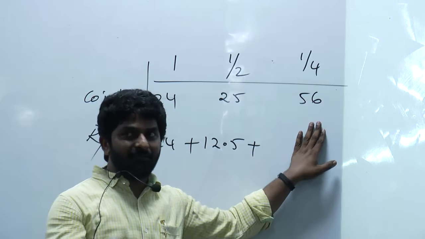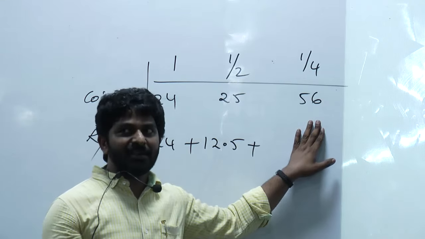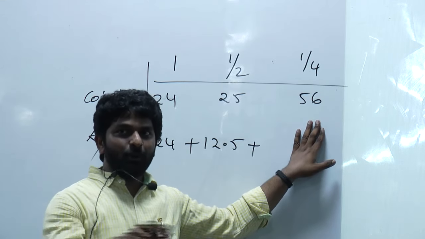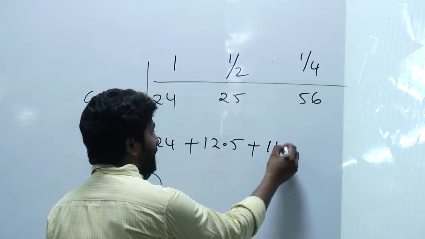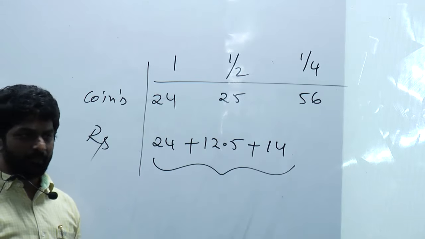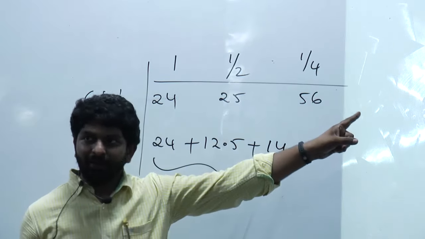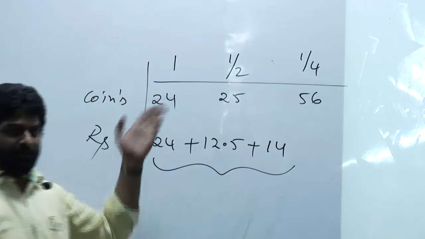If you have 60 coins, that value will be 15. This is 4 coins less than 60 coins, in the sense 1 rupee less than 15 rupees. That is 14 rupees. Add everything, will that be equal to 50 and a half rupees? Hence 24 is the right answer.